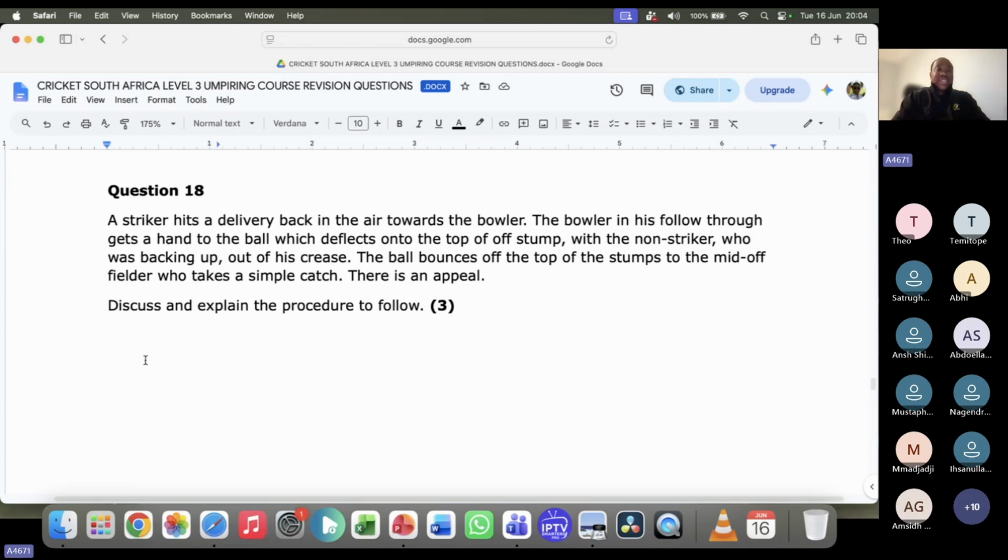Moving along to question 18. A striker hits a delivery back in the air towards the bowler. The bowler, in his follow-through, gets a hand on the ball, which in the air deflects onto the off stump, with the non-striker who was backing up out of his crease. The ball bounces off the top of the stumps, flies to mid-off in the air, who completes a simple catch. There is an appeal. Discuss and explain the procedure to follow. Obviously, please answer the appeal as well.